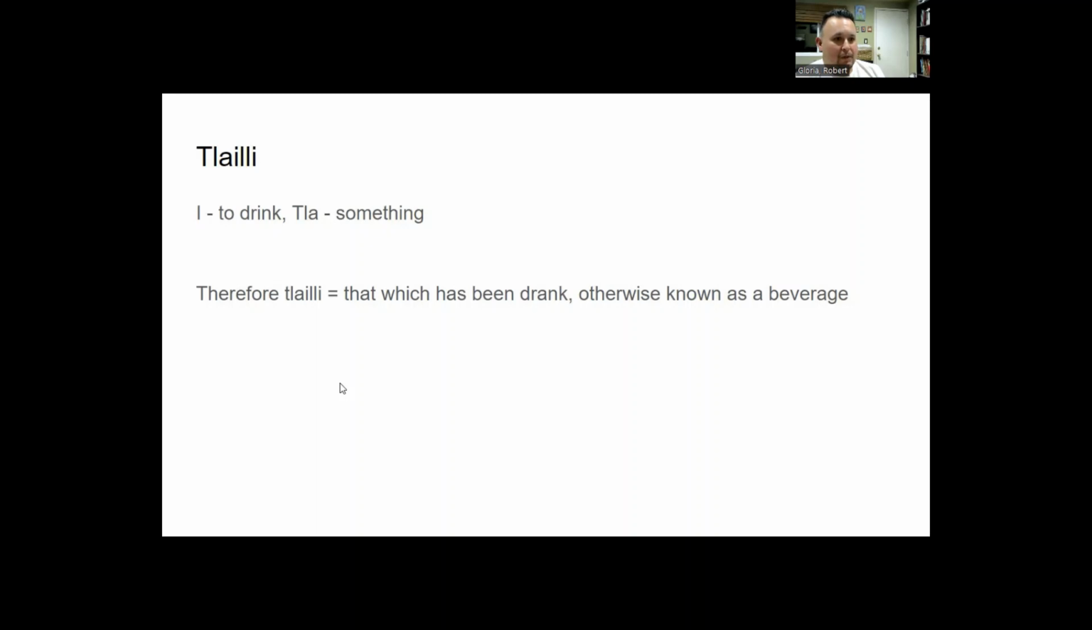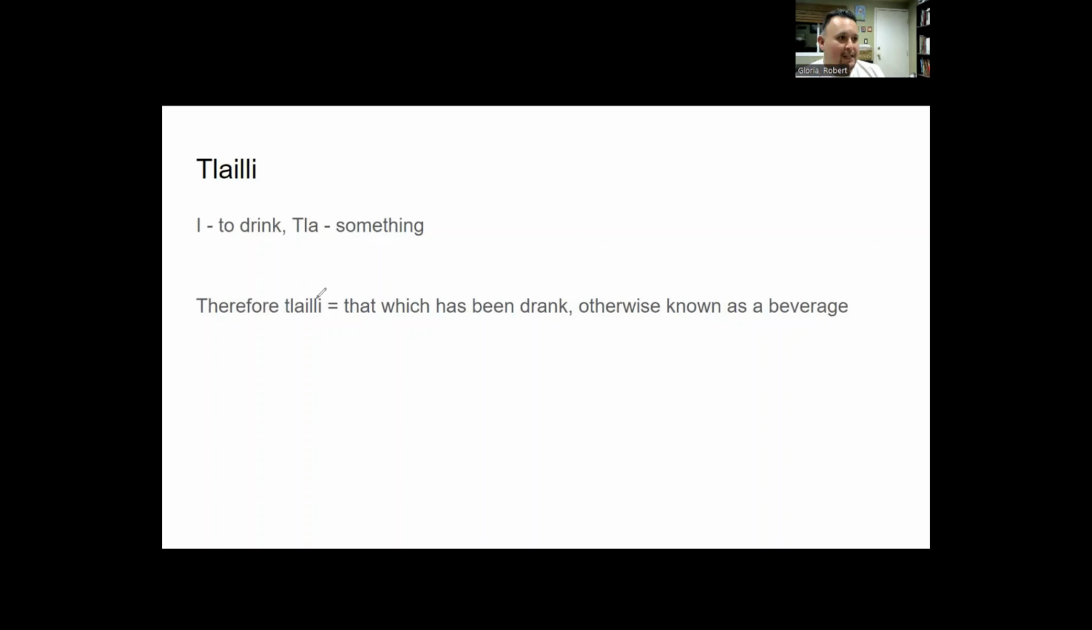Therefore, following the same rule as before, we can say, well, tla'ili, if we add an ili to the end there, well, that means that which has been drunk. So it's the outcome of drinking something, and that's known as a beverage. So all Nahuatl speakers today will understand that a tla'ili is a beverage, is something to drink in the general sense, right? It's not specifying water, it's not specifying any kind of drink. It's just to drink something in general. Okay, so that's why it's just a beverage.